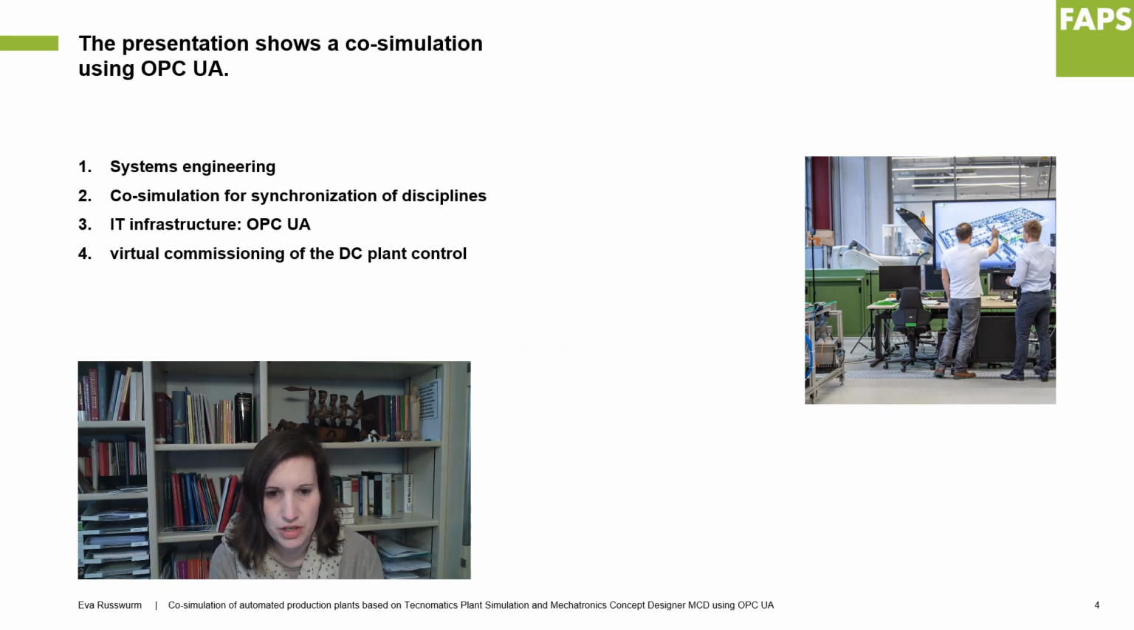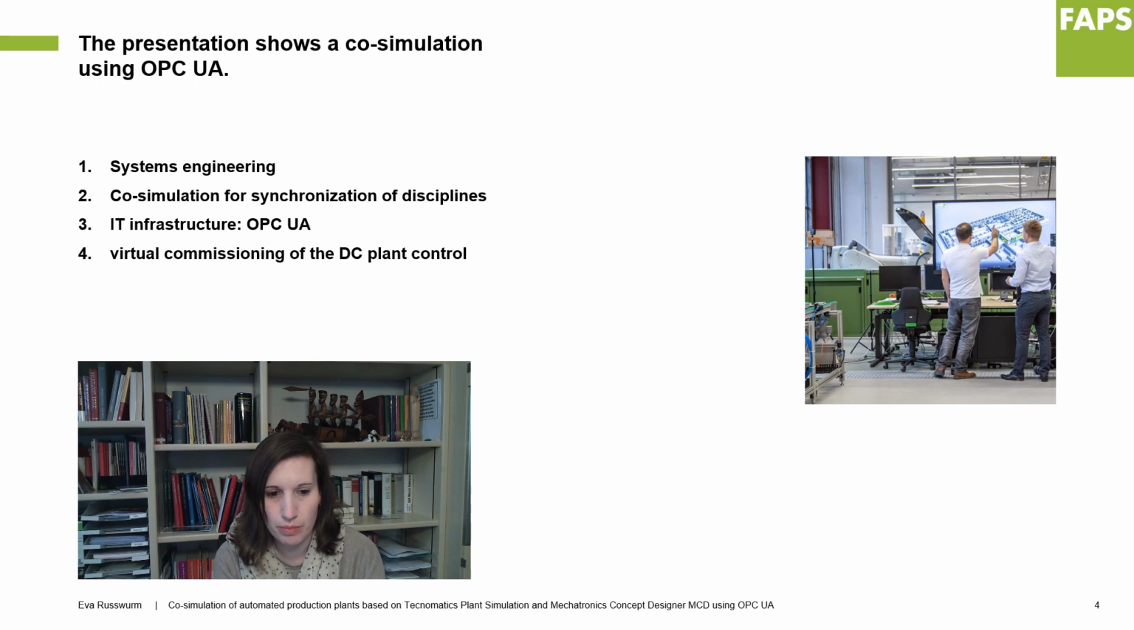In my presentation, I will show you a co-simulation using OPC UA. First, I will give you an overview about systems engineering and co-simulation. What is a co-simulation? It is used for synchronization of different disciplines such as software, mechanics, and electronics. For the IT infrastructure of my co-simulation, I use OPC UA, and at the end I will show you the project where I have an approach for doing virtual commissioning of a DC plant control.